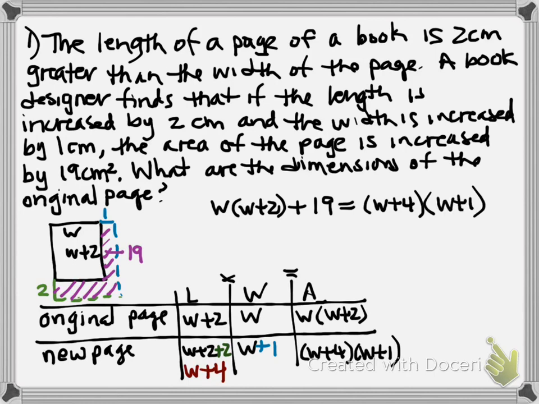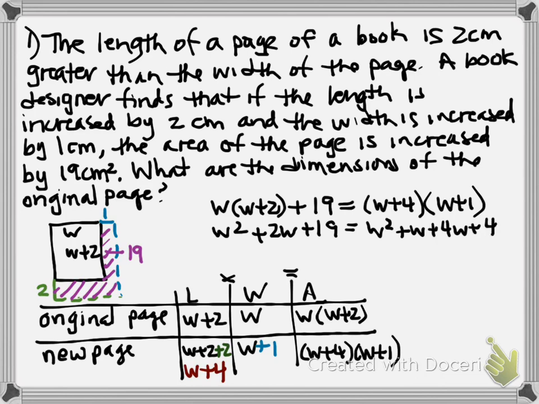So we're looking at rectangles to create our equation. Because that extra piece looks like a backwards L, and there's no formula for the area of a backwards L, they told it to us. Okay, so now we just start solving. We use our ideas from this chapter. W times W is W squared. W times 2 is 2W plus 19. Over here, I get W squared plus W plus 4W plus 4.